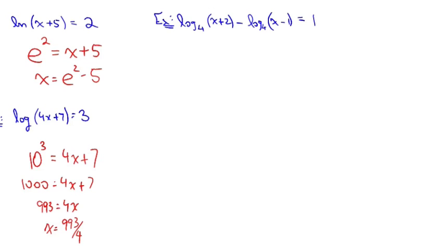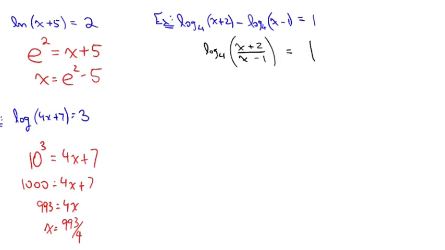Back to the properties. If I have a log minus another log, what does that really mean? It's division. So write it as division. This becomes log base 4 of x plus 2 over x minus 1 is equal to 1. So you combine them and contract these logarithms. Alright, now you can do it.